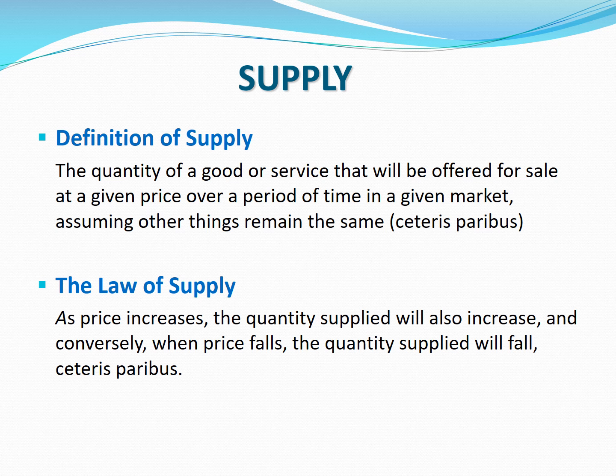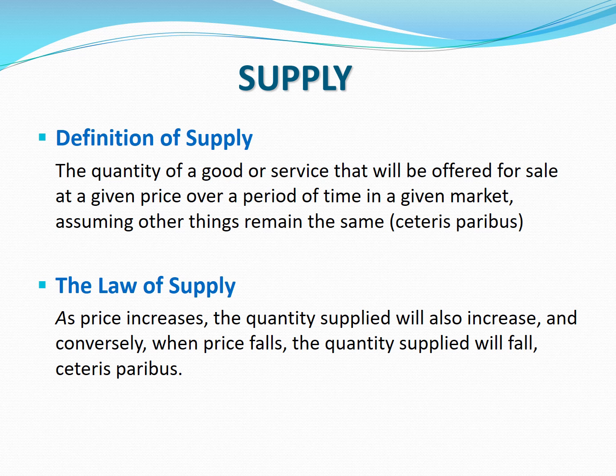Before this was definition and law of demand, but now is definition and law of supply, and then individual and market supply. But before that, when you discuss supply, you must imagine that you are the producer, that you prefer a higher price, not a cheaper price anymore.